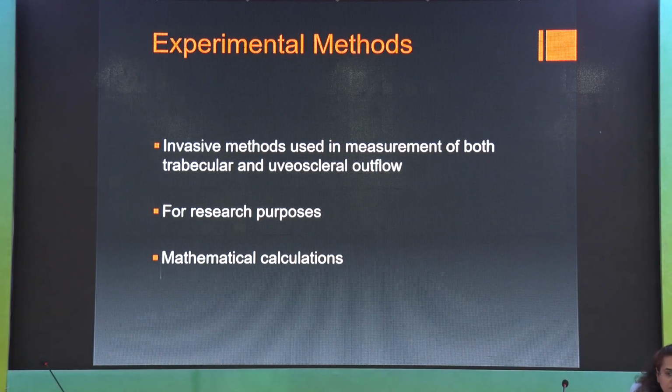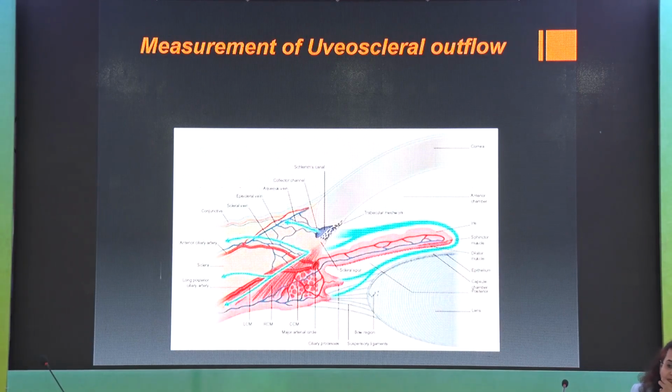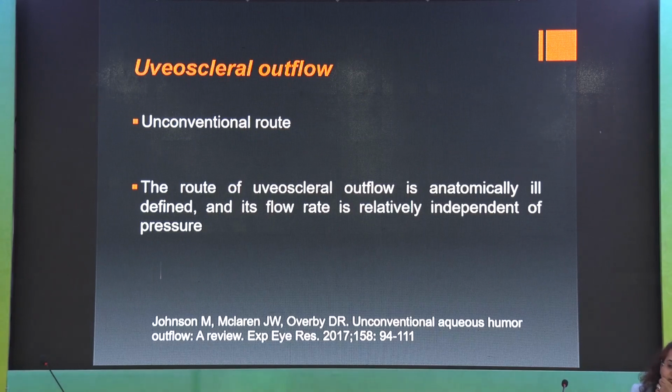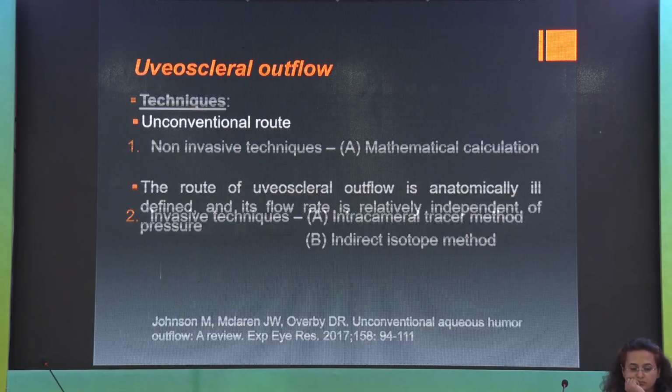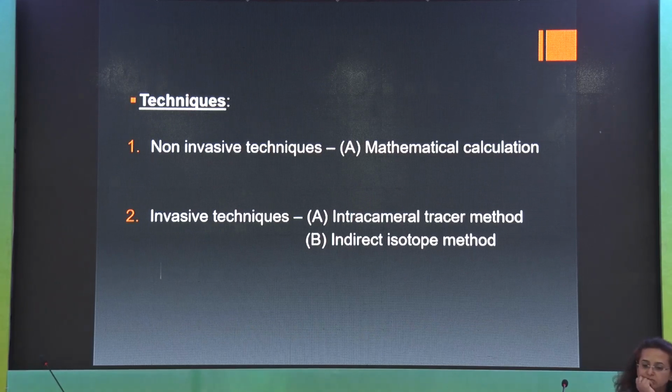Experimental methods, as we have discussed, are all for research purposes. Basically, it involves sacrificing the animal or you have to use enucleated eyes. Uveoscleral outflow is now becoming more important because we know prostaglandins are affecting it, and more studies are being done. The main thing to remember is that the route of uveoscleral outflow is still anatomically ill-defined, and is relatively independent of the pressure. Again, there are invasive and non-invasive methods.